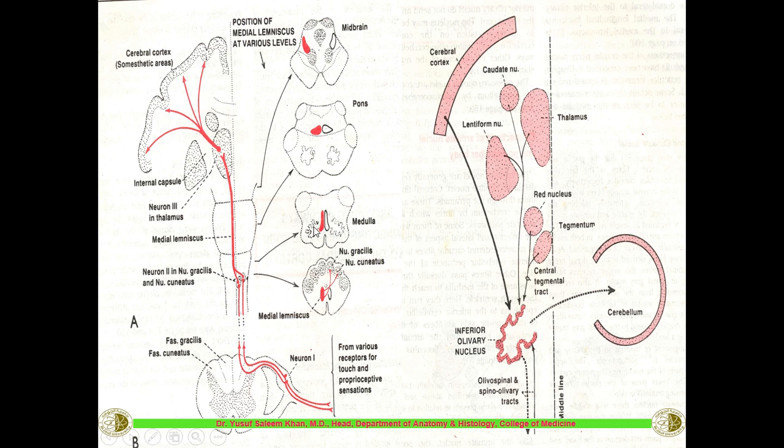Now in the upper sections, you can appreciate how the medial lemniscus changes its position. This is in the medulla, here in the pons, and this is in the midbrain. So see how it has changed its position. Then the fibers end in the thalamus, and the third order neuron goes to the somatosensory area, that is the sensory area of the cerebral cortex.